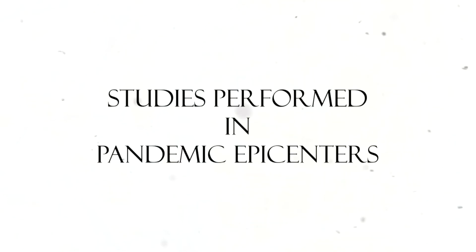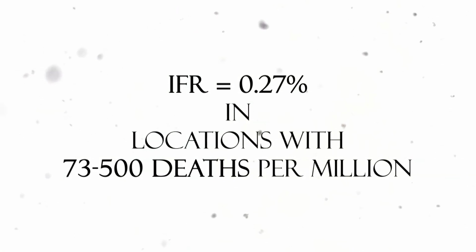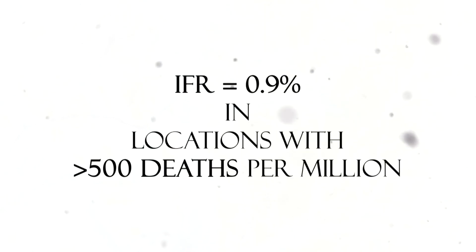Most of these studies were performed in the pandemic epicenters with high death tolls. The median IFR was 0.1 in locations with COVID-19 population mortality rate less than the global average, 0.27 in locations with 73 to 500 COVID-19 deaths per million, and 0.9% in locations exceeding 500 COVID-19 deaths per million.